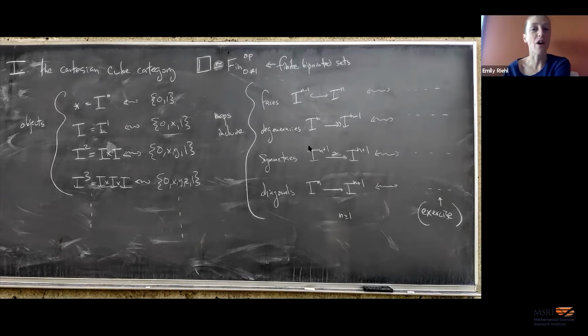So I'm asking, what is the automorphism group of the n cube? That's sort of the language we'll use, as an object in this cube category.